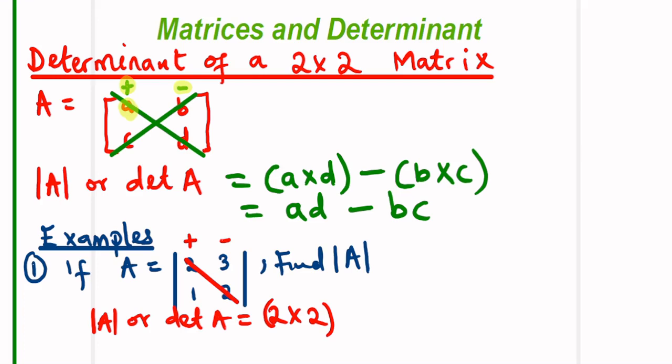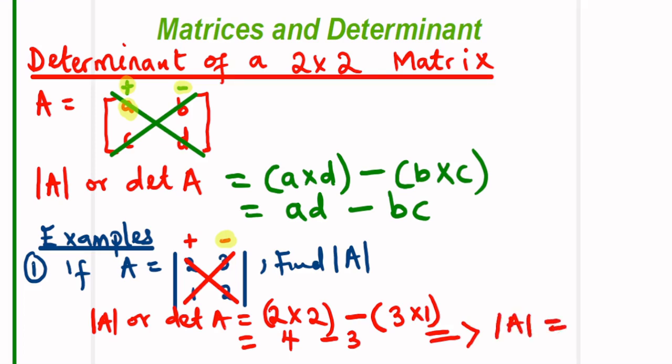Then the next thing we'll have to do is to bring in the sign, because the second diagonal has a minus sign. So we'll have minus, then the second diagonal, 3 times 1. Now 2 times 2 gives us the value 4, minus 3 times 1 gives us the value 3. So we are left with 4 minus 3. Therefore, the determinant of A is 4 minus 3, which is 1.